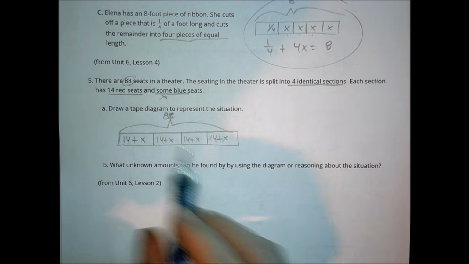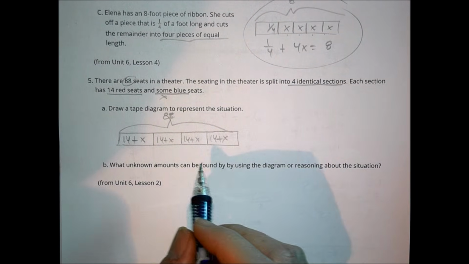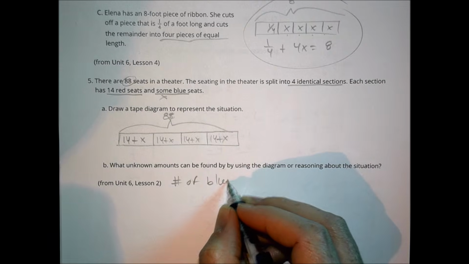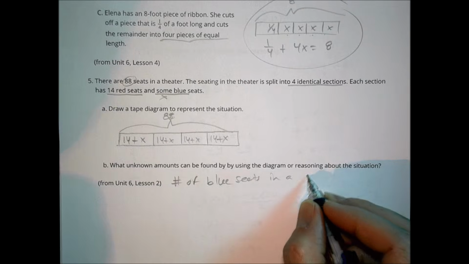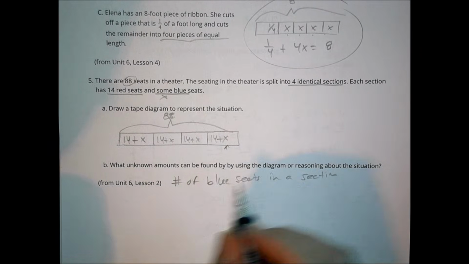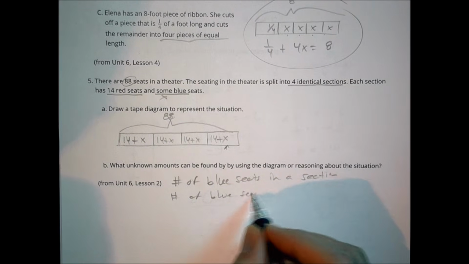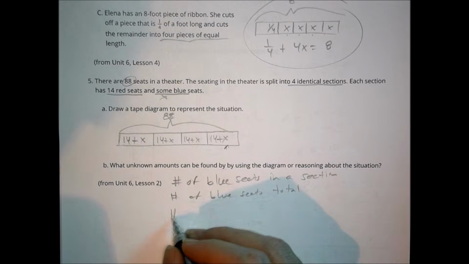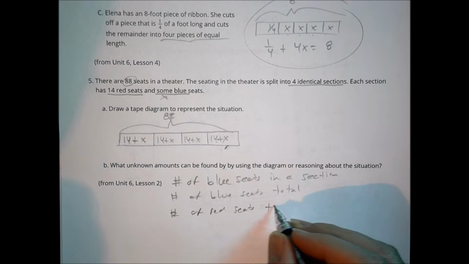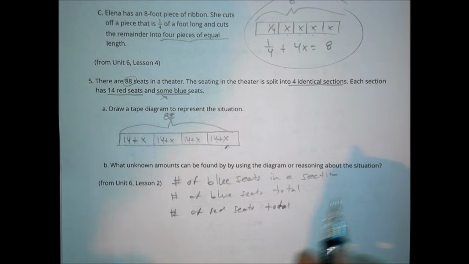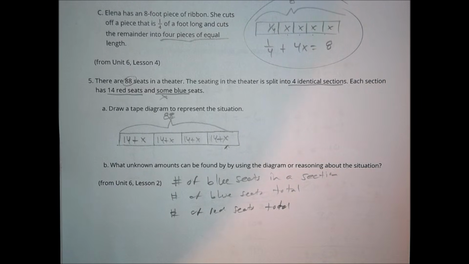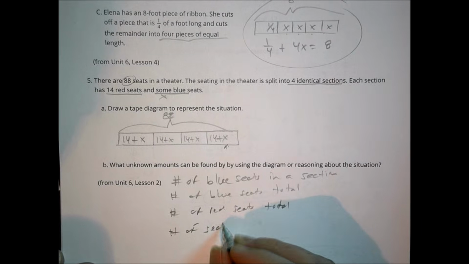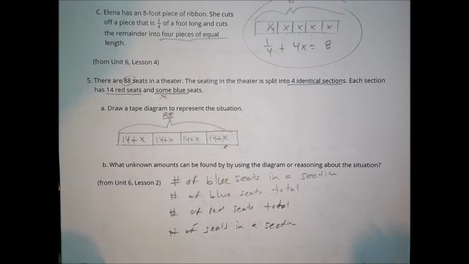That's what we know. What unknown amounts can be found by using the diagram or reasoning about this section? Okay, so what could we find out? We could find out the number of blue seats in a section, right? We could solve for X. We could find the number of blue seats total, because once you find an X, if you add all the X's together, that gets you a total. We can find out the number of red seats total by multiplying 14 times 4. That's another thing we could do there. Those are just some ideas of what we could do. We could also find the number of seats in a section by solving that out. So there's a couple options we could do.